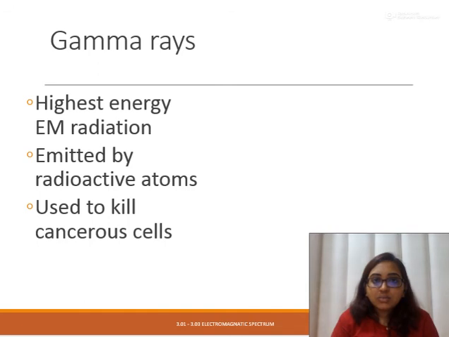To summarize, we can say that the electromagnetic spectrum possesses a broad range of different wavelengths and frequencies. It goes from the radio waves, the microwaves, to the infrared, visible, ultraviolet, and then moving on to the X-rays and gamma rays. All the different types of radiations possess different properties, different natures, and based on their nature, they can be used for different purposes.